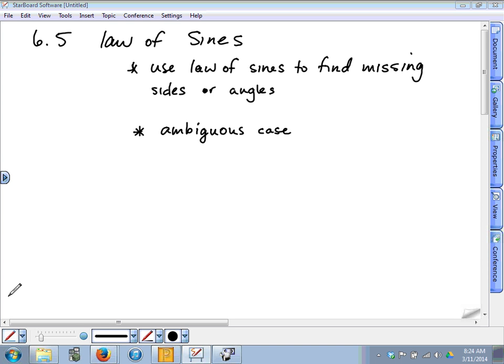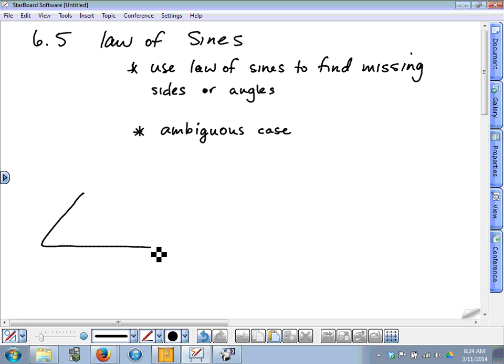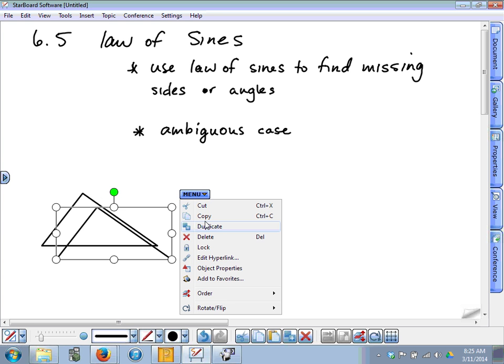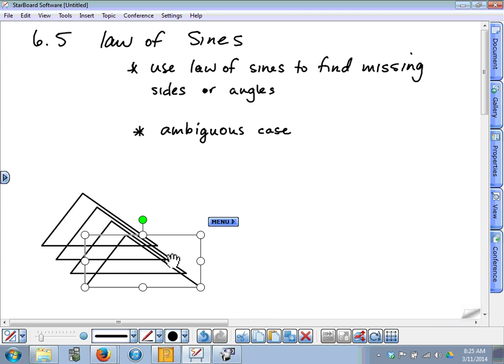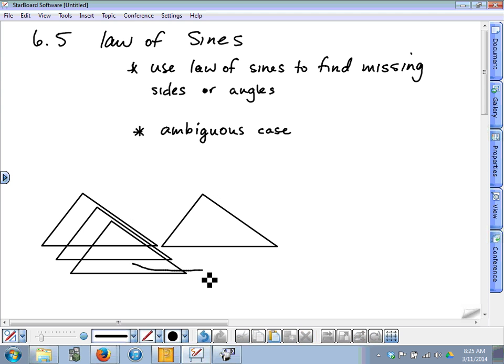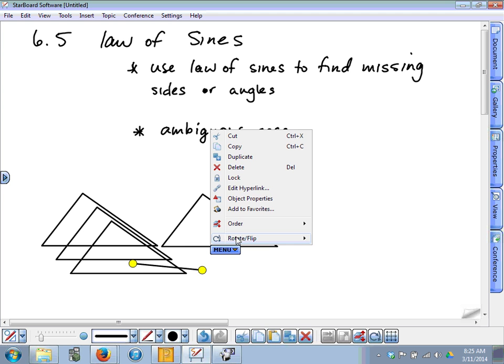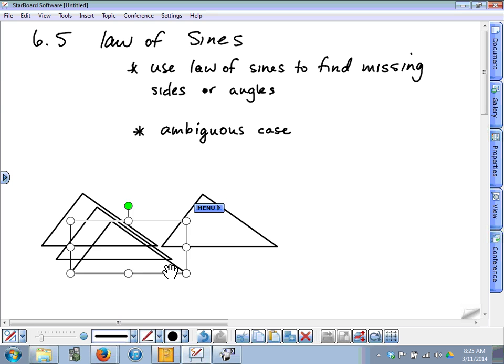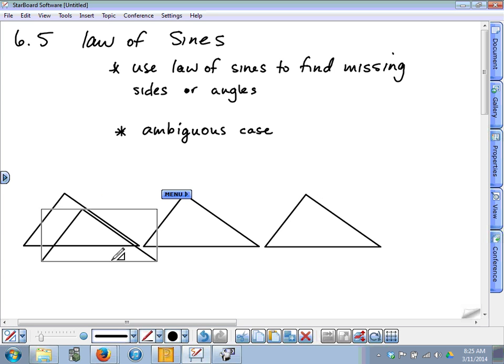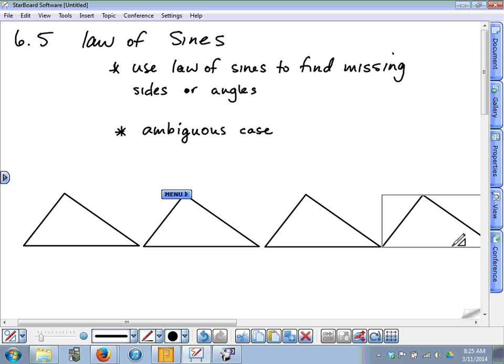So I want you to draw 4 triangles. Try to make them about the same. Ooh, check this out. I'm just going to duplicate. Oh, this is awesome. Mine are exactly the same. Can you guys claim that all 4 of your triangles are exactly the same? I don't think so. Pay no attention to that. Yep, you need 4 triangles.